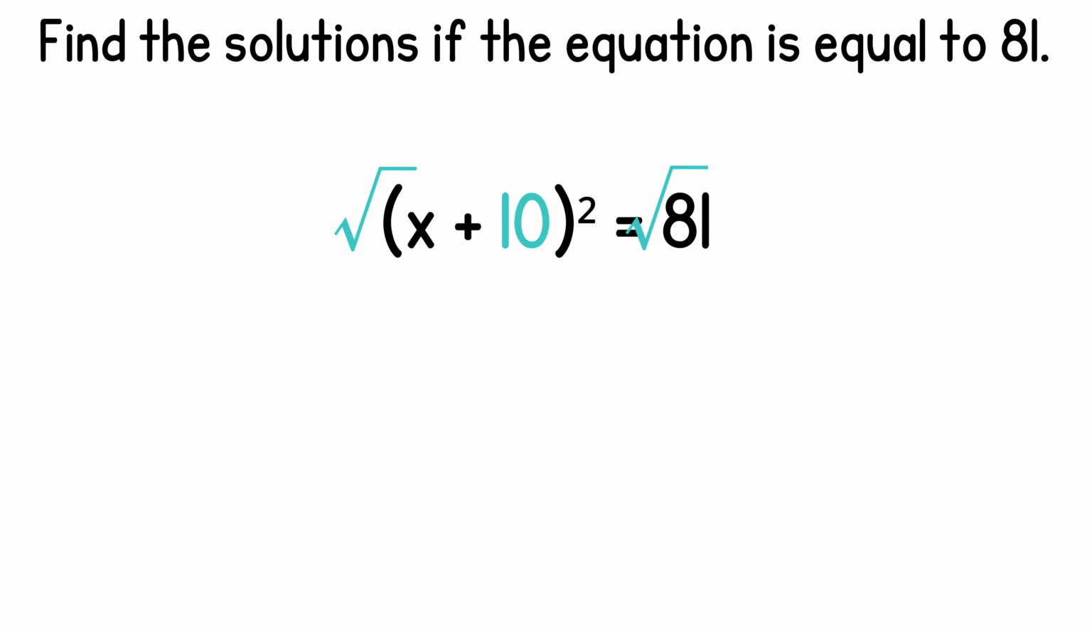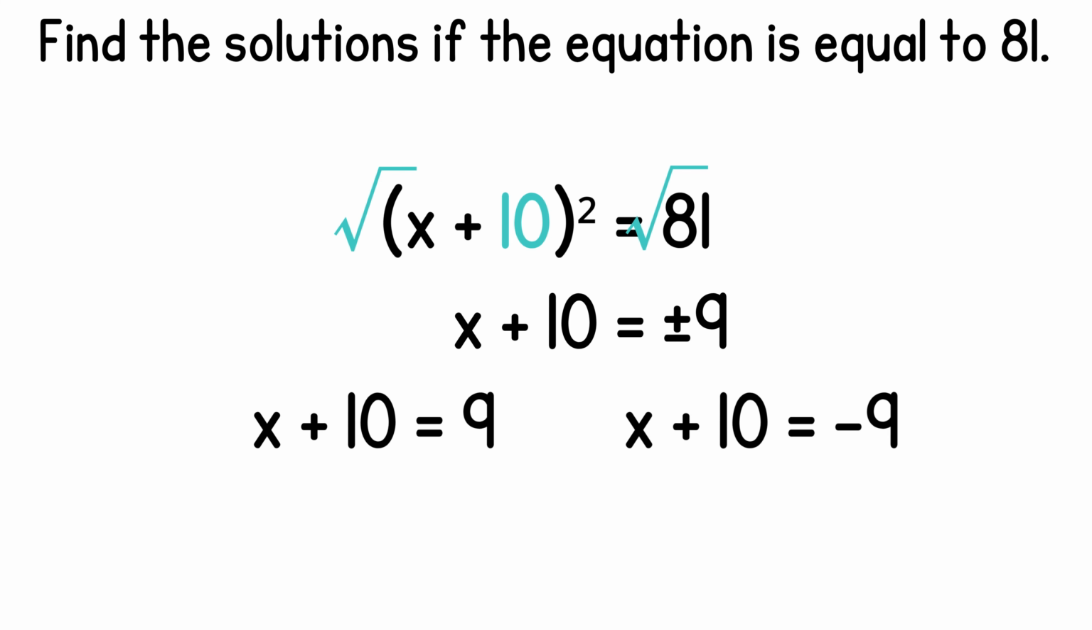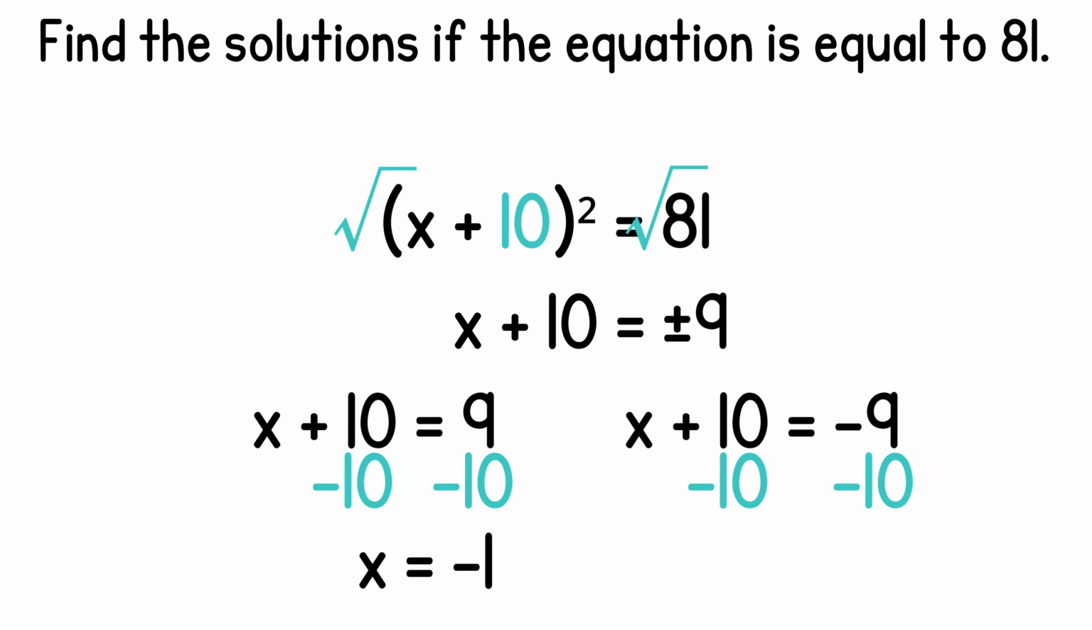So we'll take the square root of both sides, and this gives us x plus 10 is equal to positive and negative 9. So we'll set up the two equations where x plus 10 is equal to positive 9 and x plus 10 equals negative 9. We'll solve the equation by subtracting 10 from each side. So we get x equals negative 1, and then we'll subtract 10 from both sides of the other equation, but now we get x is equal to negative 19. So now we have the solutions for this equation.